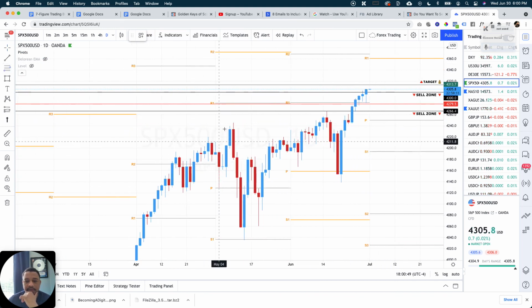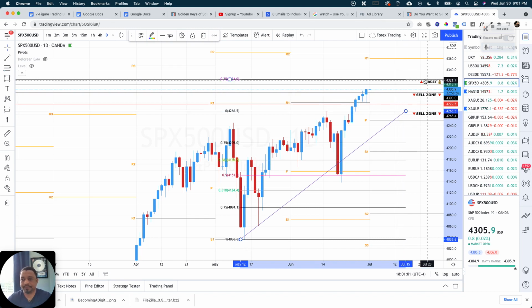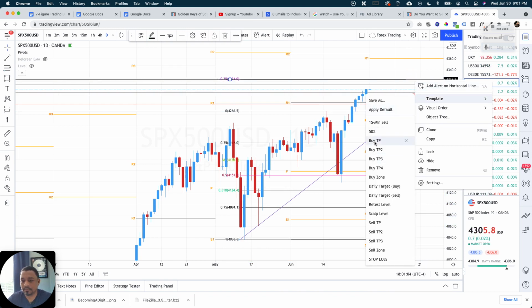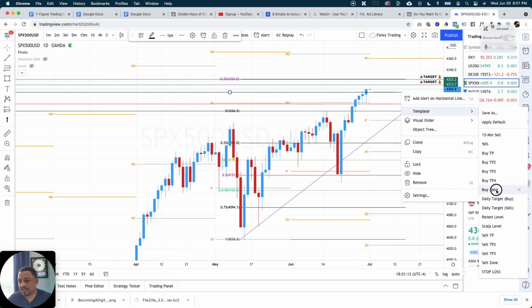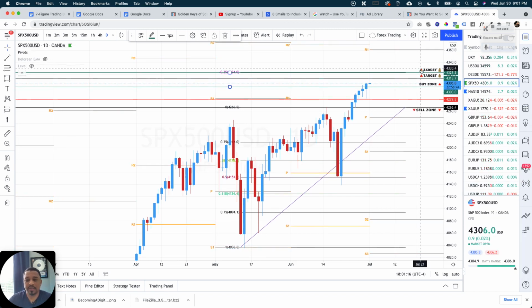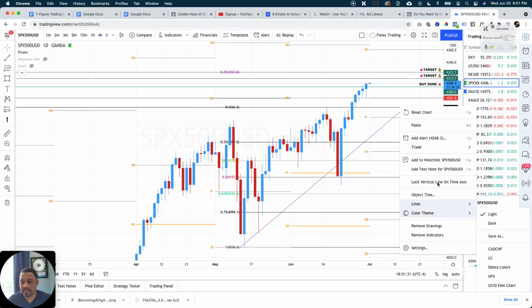Let's do the fibs again. Swing low, swing high, and up the target. Buy zone, sell zone sometimes are the same for me, because if it doesn't break out, that means it rejects. So what would have been a buy zone is now a sell zone. This is actually a target.